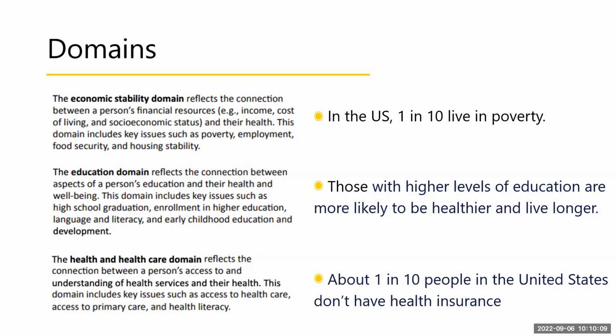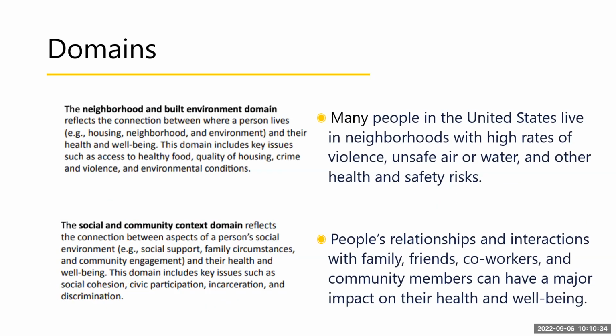Health and healthcare domain. About 1 in 10 people in the United States don't have health insurance. That's a serious issue. If you don't have health insurance, what do you do? Right? You don't go to the doctor early. You wait until you have to go. So then you're going to the ER. And when you get there, you're sicker than you would have been if you had a primary care physician that could catch things sooner. Then we've got our built environment again.